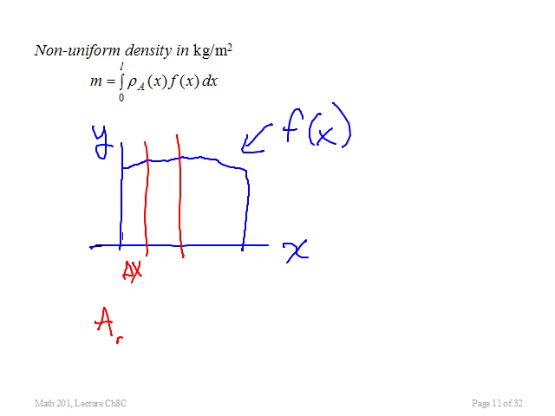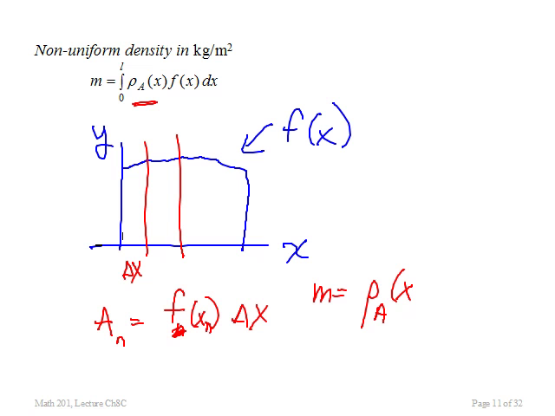each little area is going to be the function somewhere in here, times delta x. And then the total area would be the sum of all these. Of course, I'd have to multiply. If the density is non-uniform, then the mass would be the non-uniform density in this little, say this is xn, some value there, times the area, which would be this function, times delta x. This is the mass in the nth section.